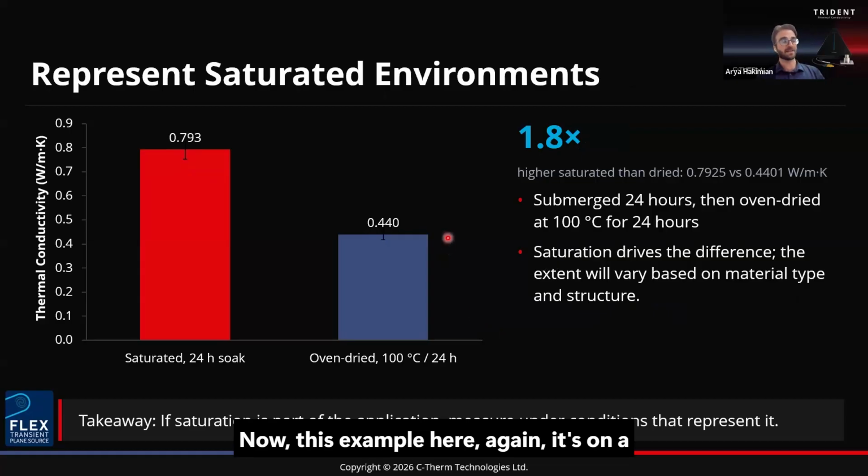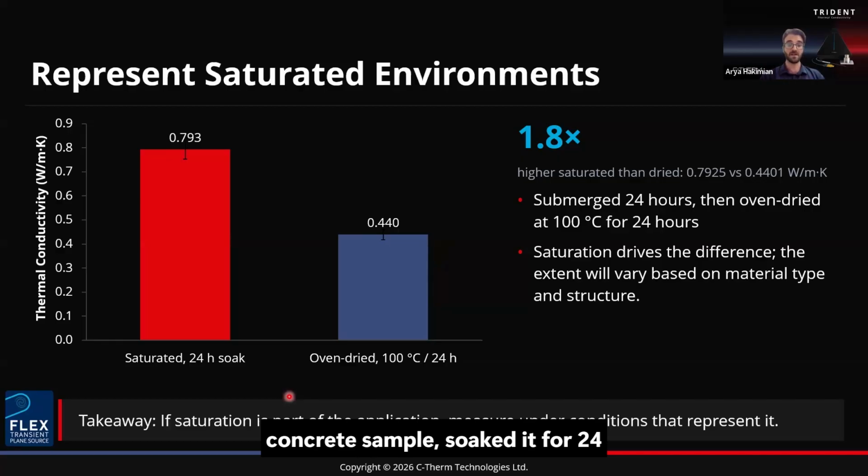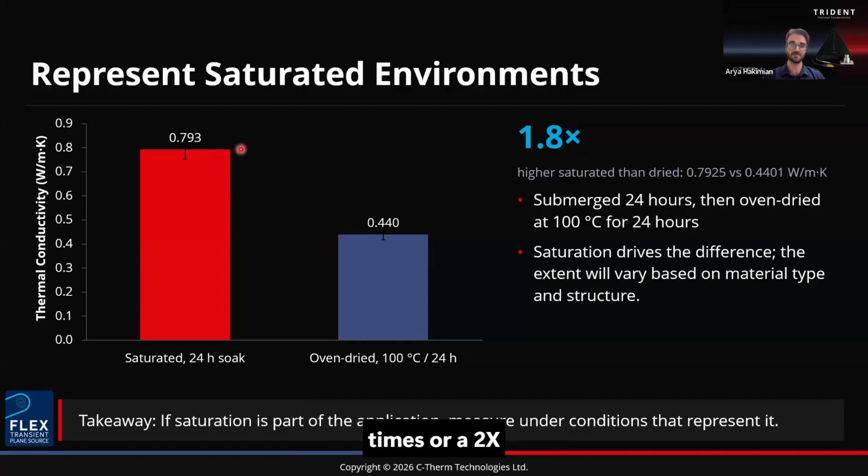Now, this example here is on a sample that we purposefully saturated. So we basically took a concrete sample, soaked it for 24 hours, took some measurements, and then dried it out and measured it once it had fully dried. And again, similar idea here. You're going to see that the contribution of the water in the system is increasing the thermal conductivity. Here, just shy of 2 times, or a 2x difference between the two.